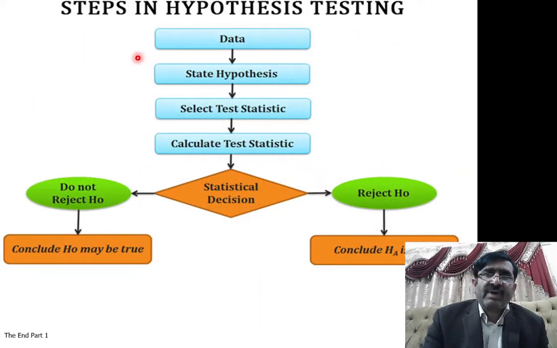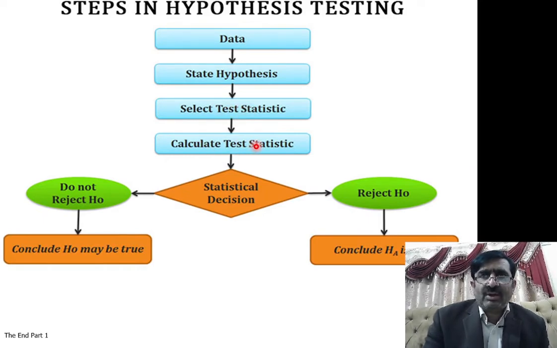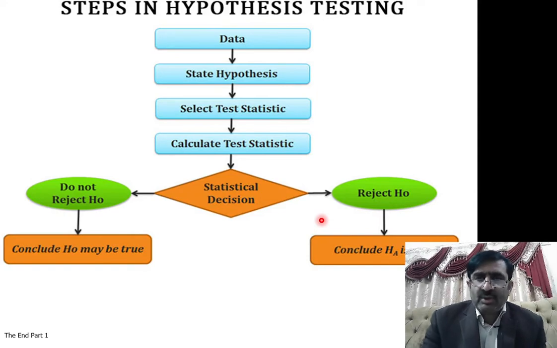Now stepwise, with the data we state the hypotheses, alternate and null, and then we define the test statistic. In the test statistic we will see the distribution. On the basis of that we will define which test statistic is applied, and then we calculate the value of Z or some other distribution. Then for the decision we see where the test statistic falls inside the distribution, according to which we reject or do not reject, and that will be our conclusion.